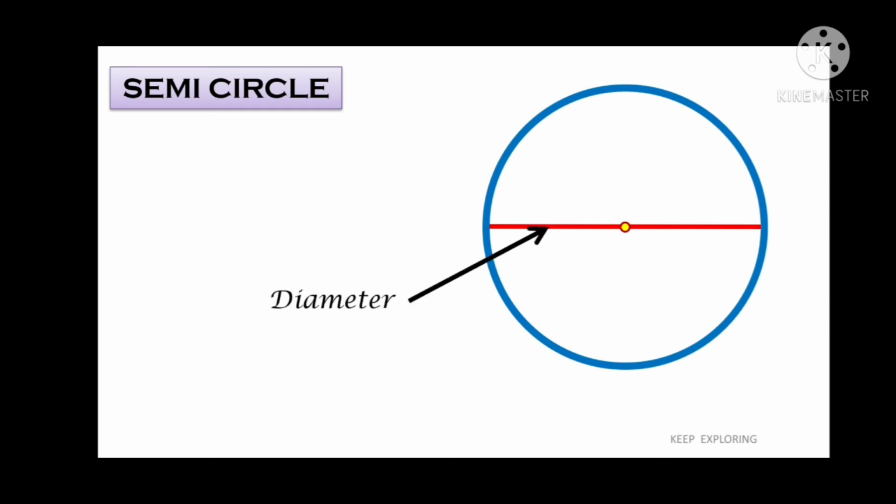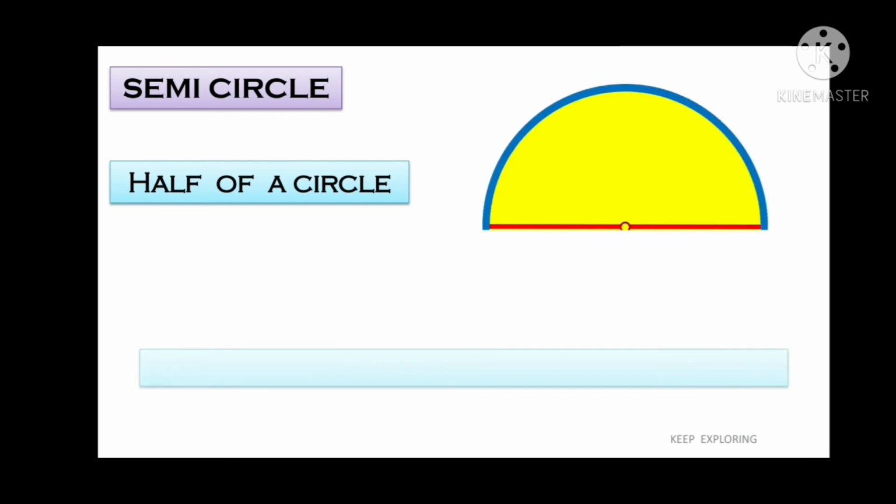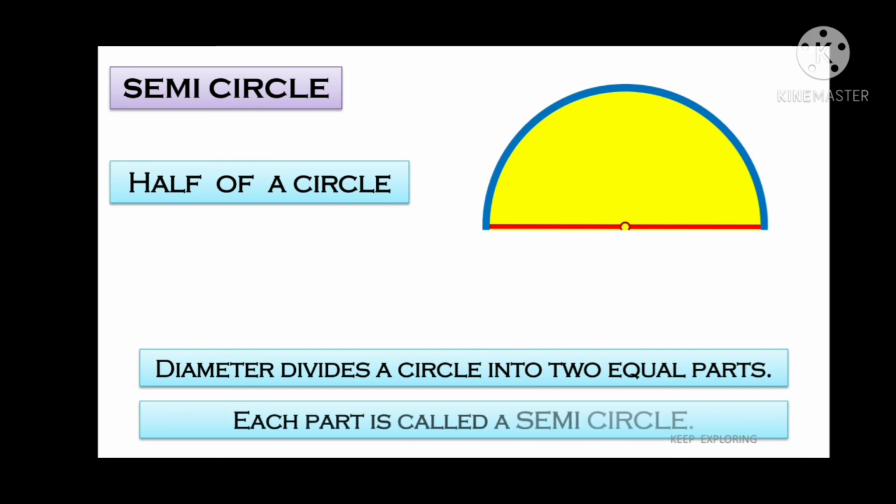Next, a semicircle. Let's take a diameter. As you can see here, whenever we take a diameter, it divides the circle into two parts, each a half portion of the circle. A semicircle is nothing but half of a circle. The diameter divides a circle into two equal parts, and each part is called a semicircle.